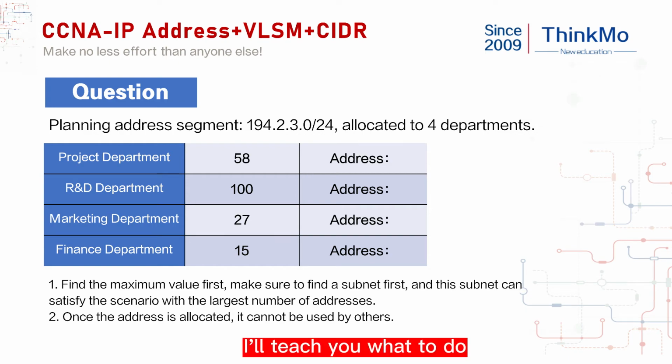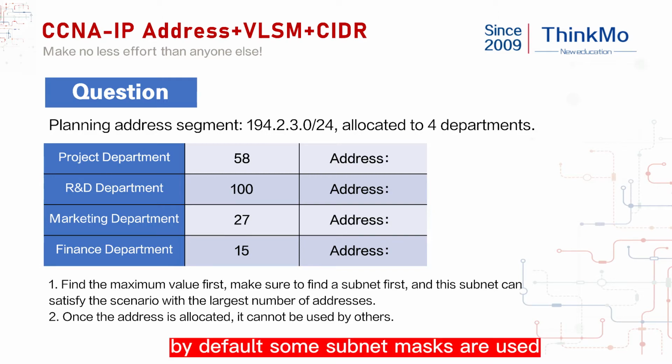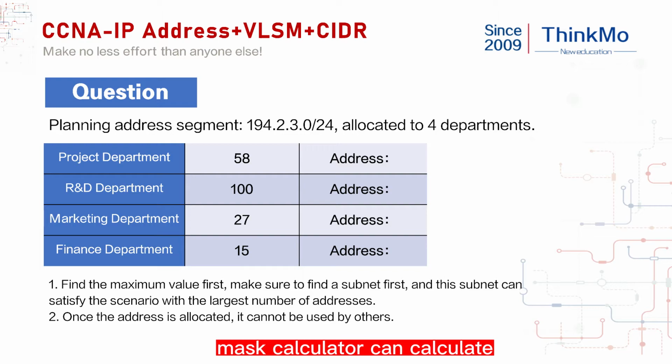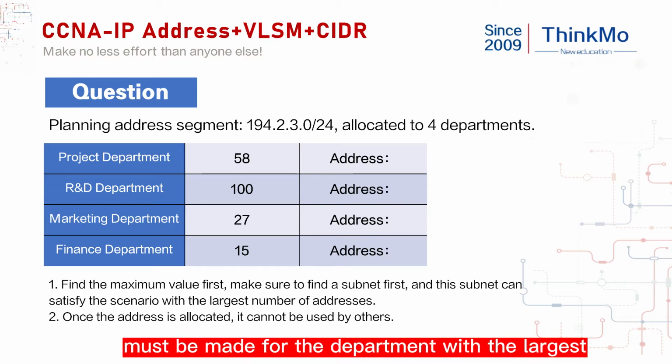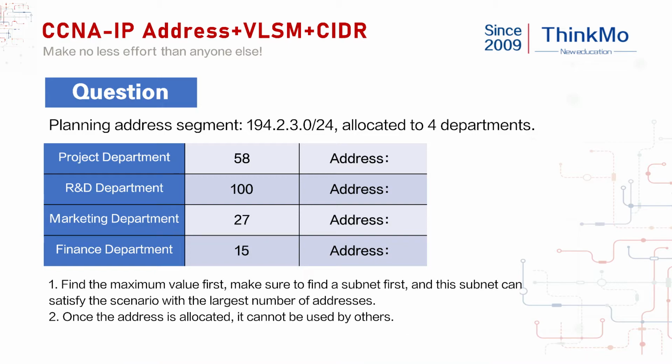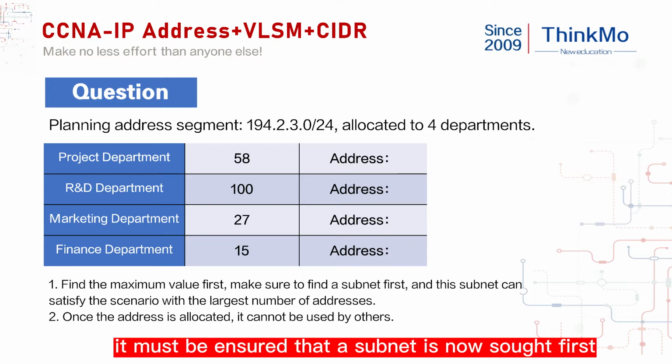First, I'll teach you what to do when you're doing something like this. In fact, in the future when really planning the project, by default some subnet masks are used, and a mask calculator can calculate. But let's follow the normal way of planning. When you do address planning, planning must be made for the department with the largest number of people, that is, find the maximum value. It must be ensured that a subnet is sought first.